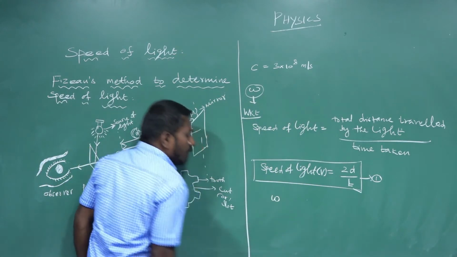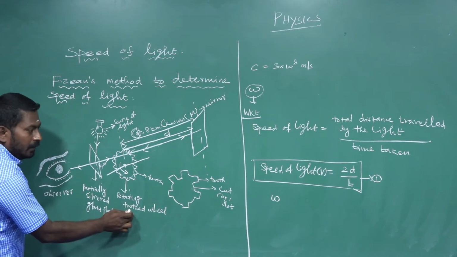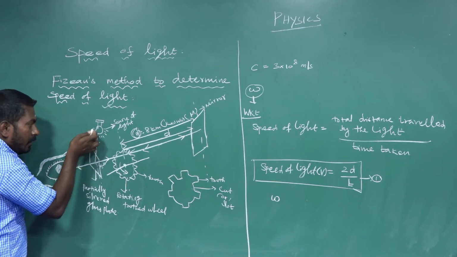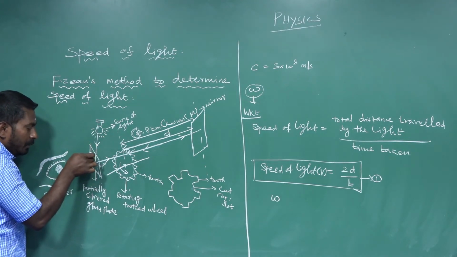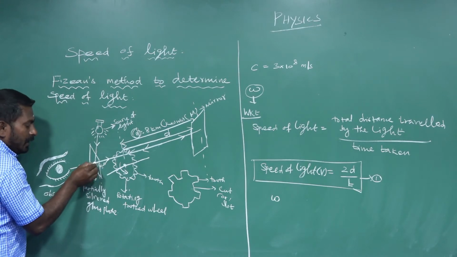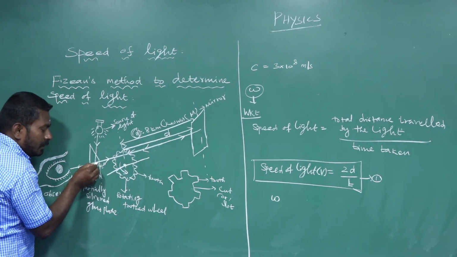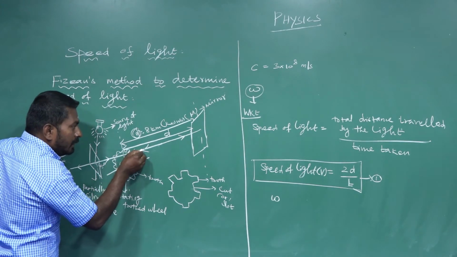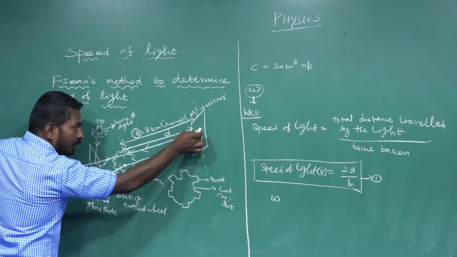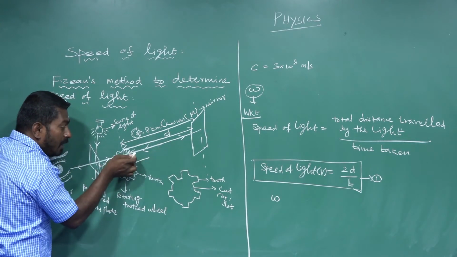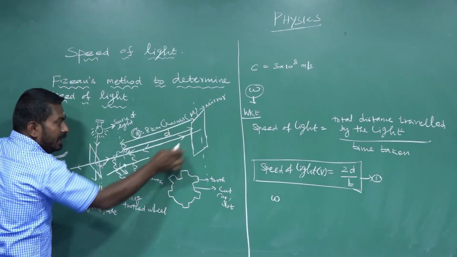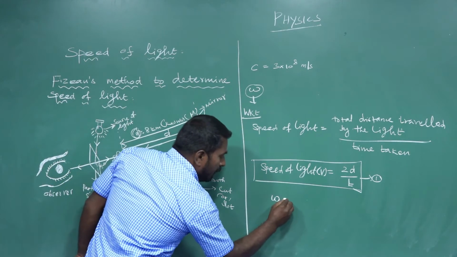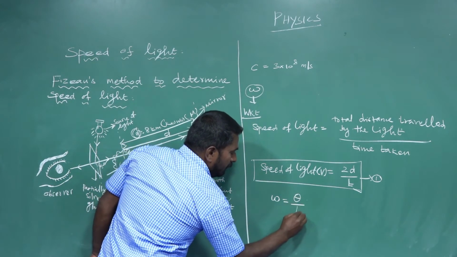Then omega is the angular speed of the rotating toothed wheel. How do we calculate the angular speed of the rotating toothed wheel? Light comes from the source and falls on a partially silvered glass plate. Then the partially reflected light travels through the rotating toothed wheel. The light passes through one of the cuts, travels a distance d, gets perfectly reflected by the mirror and is blocked by the adjacent tooth. It will travel a distance 2d. At that moment, the angular speed of the rotating toothed wheel is omega. So omega is equal to theta divided by t.